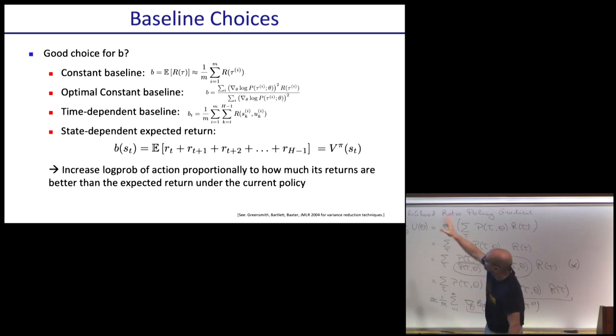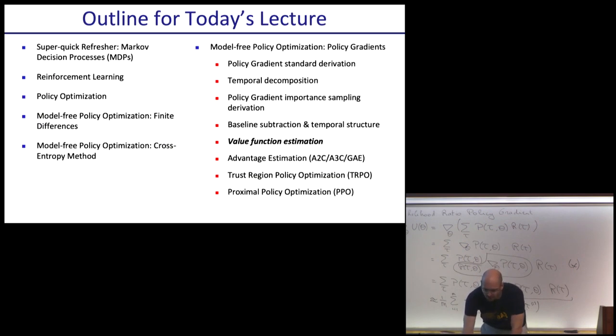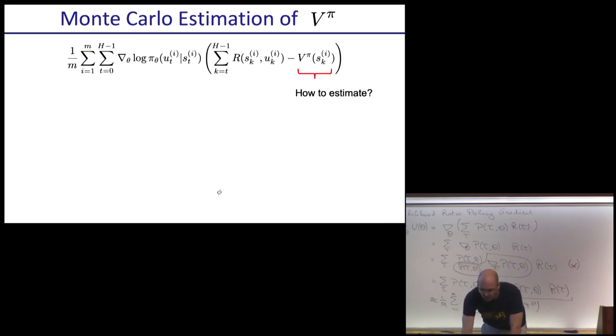Okay, so different choices here. Most common is to try to put the value function there. So how do we get the value function? Well, we need this thing over here. How do we get it? Note this is not an optimal value function, so we don't need to find the optimal value function. We need the value of the policy. We've actually looked at this in the past. We can do policy evaluation. But policy evaluation requires a model to run all the update equations.